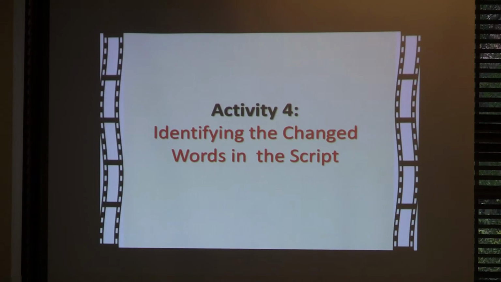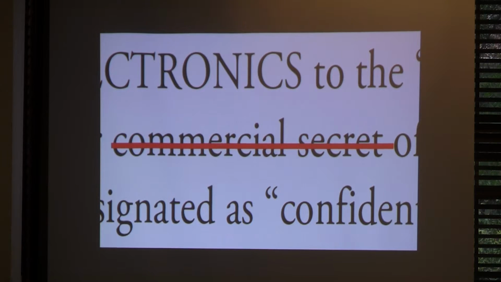The next activity is called identifying the changed words in the script. They're given a part of a script with some words changed, and they see the movie, and they have to identify which words were changed and what words were really said in the movie. So they have to replace the changed ones with the right ones which were said in the movie. Like this, they have to cross out the ones which were not said in the movie and replace them with the ones that were said.